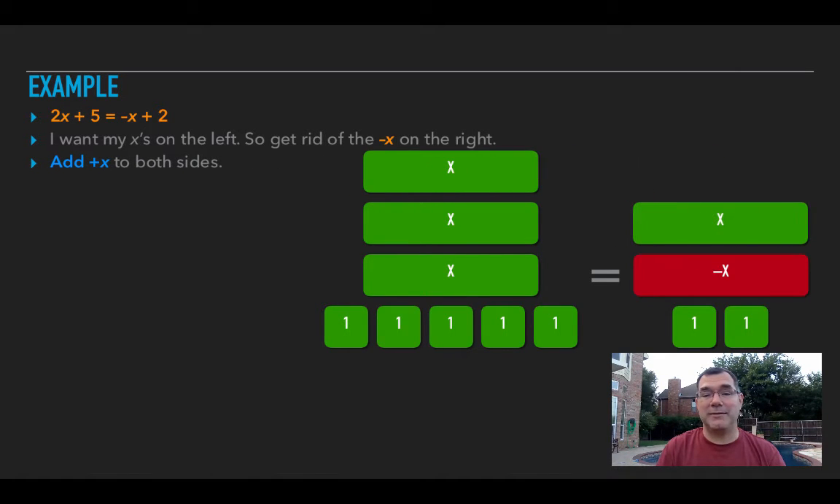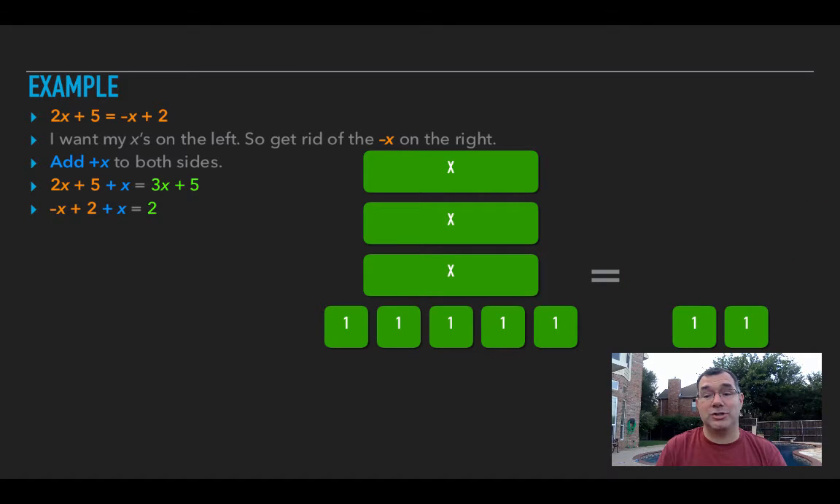So if I add positive x to both sides, what's going to happen is now I have 3x plus 5 on the left, and I have just those two positive 1's that are on the right. So I have 3x plus 5 equals 2. Now it's like a two-step equation, and we've done these, but let's still go through those steps. I want those 3 x's by themselves on the left, which means I need to get rid of those 5 1's.